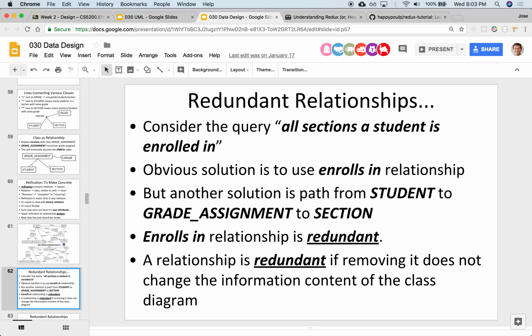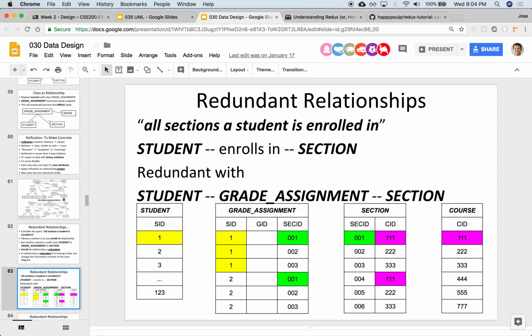Right. So there are two ways that we can answer this question, depending on how you navigate in the class diagram. We can answer going from the student to the section to the grade assignment, or we can go through the enrolls relationship. So let's take a look at that. Here's an example of navigating either from the student to the grade to the section.